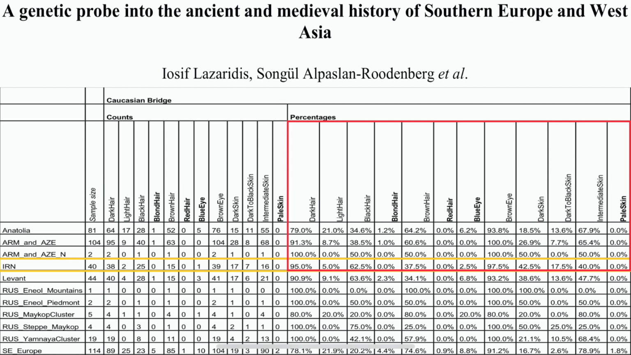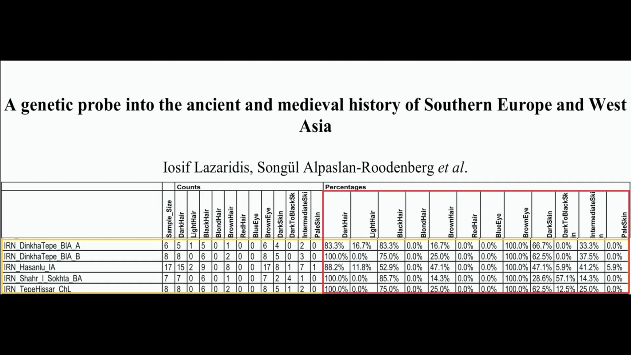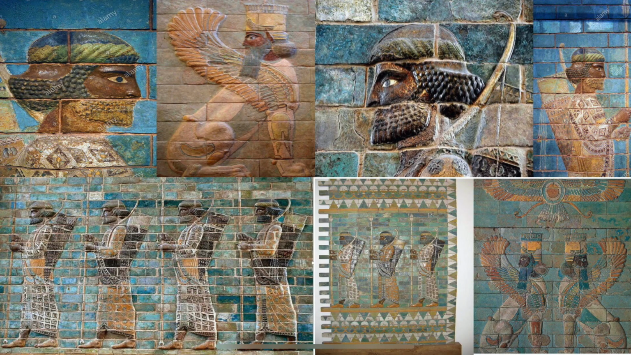but 0% pale skin. And here are more populations of Iran in the yellow box and the red box. You can pause to read the percentages, but basically most of ancient Iran had dark hair, black hair, brown hair, and they also had brown eyes, dark skin, dark to black skin, and intermediate skin. So Lazaridis' paper actually matches perfectly with the depiction of the ancient Elamites.